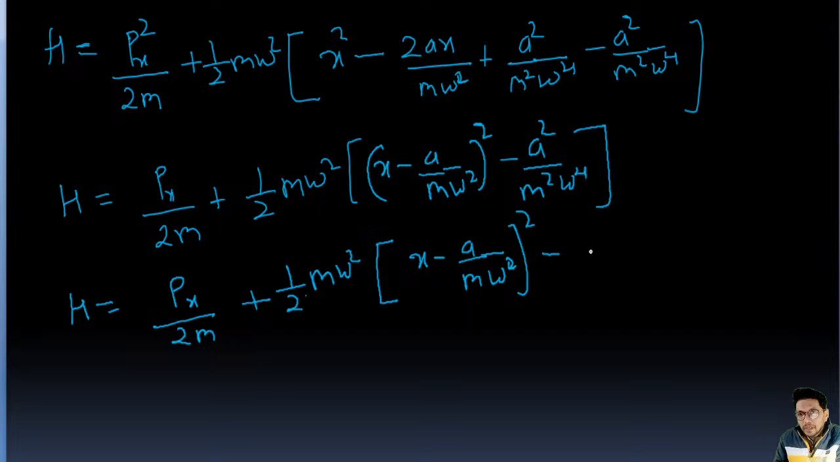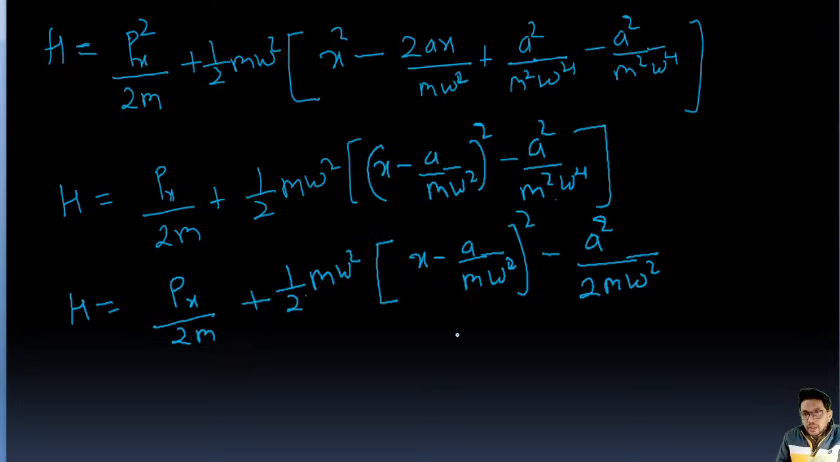So this is going to be minus a square, the m and omega square get cancelled, so it is going to be a square upon 2m omega square. So this is going to be this value, because we have multiplied this with this. Here m gets cancelled, omega square gets cancelled with this omega square, and then 2 will go here. This is one.